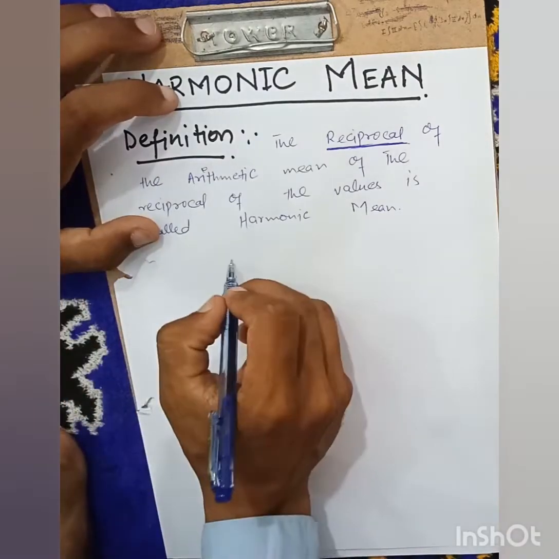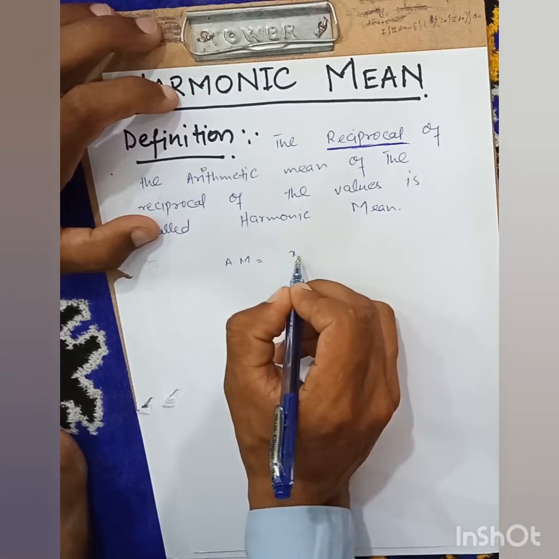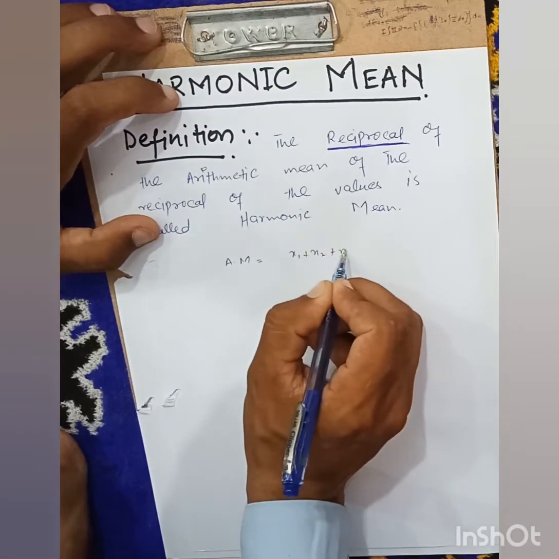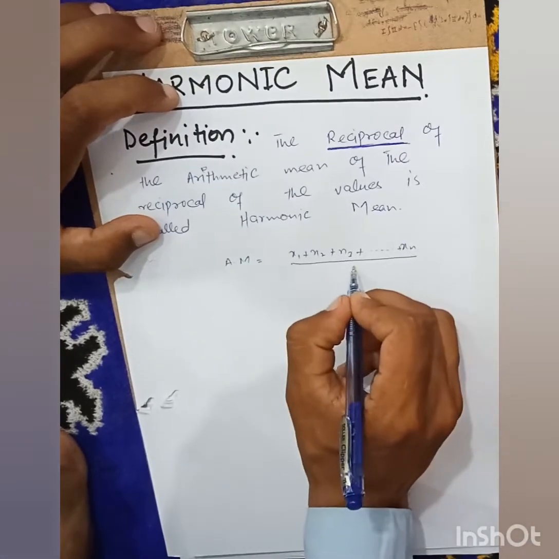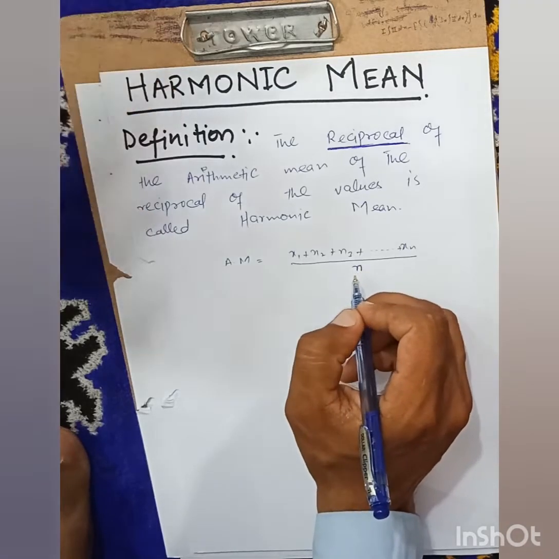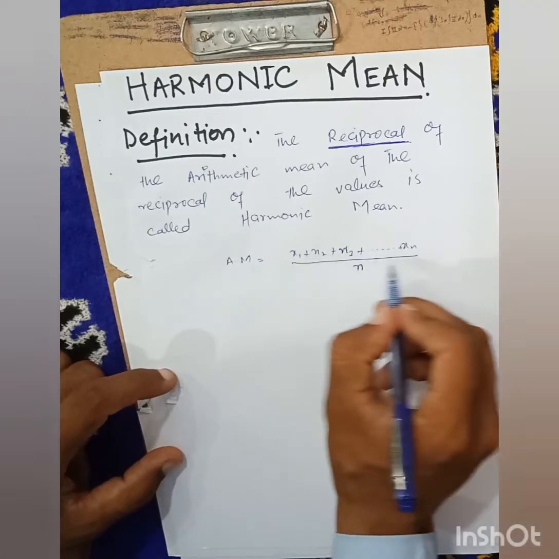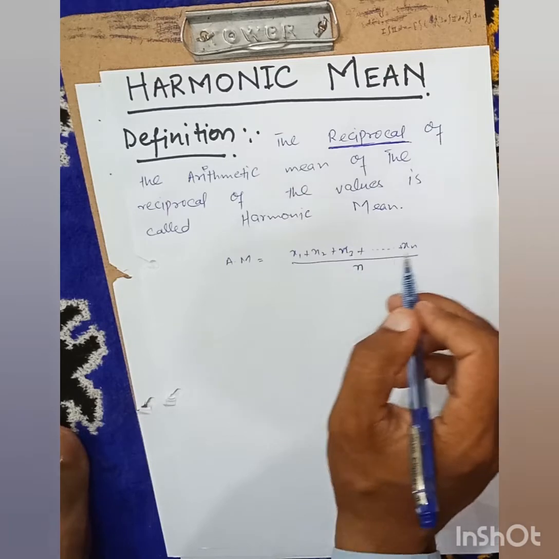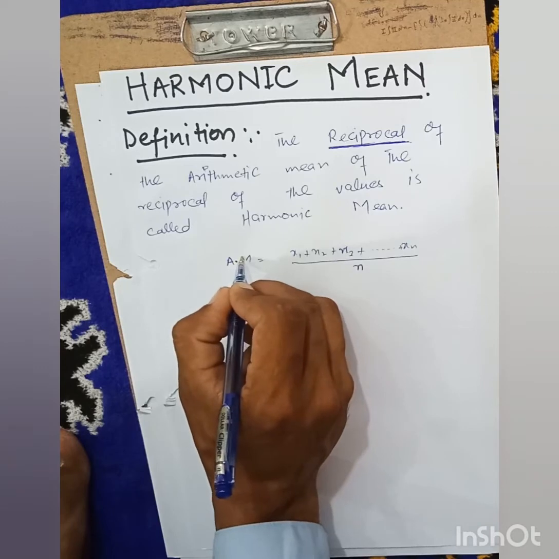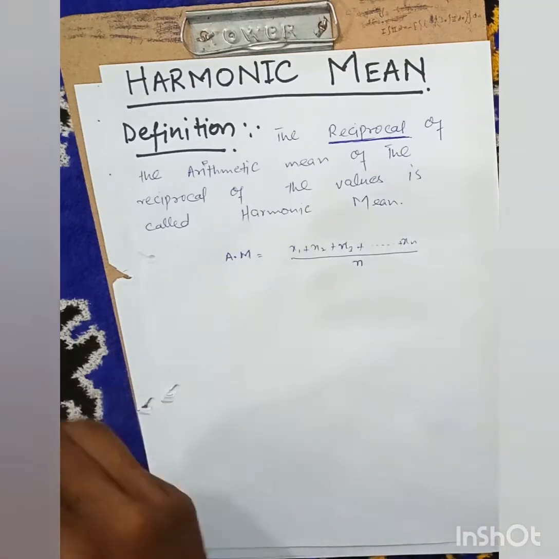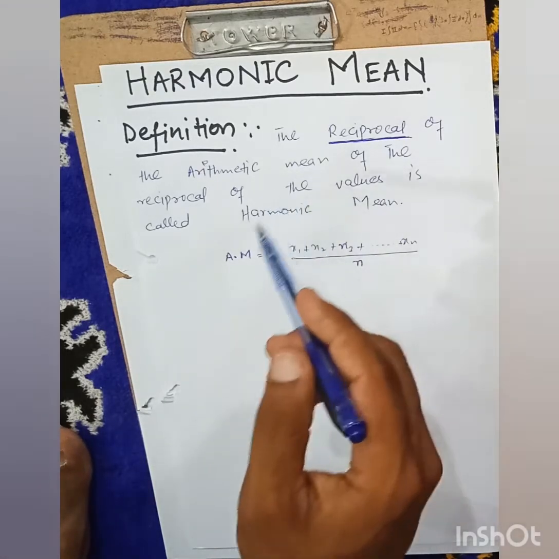So the arithmetic mean, as we discussed in previous videos, is x1 plus x2 plus x3 up to xn, divided by n, where n is the number of observations, and x1, x2, x3 up to xn are the observations. We simply add them. You can watch my videos on arithmetic mean to get to know it better. Today we are discussing harmonic mean.